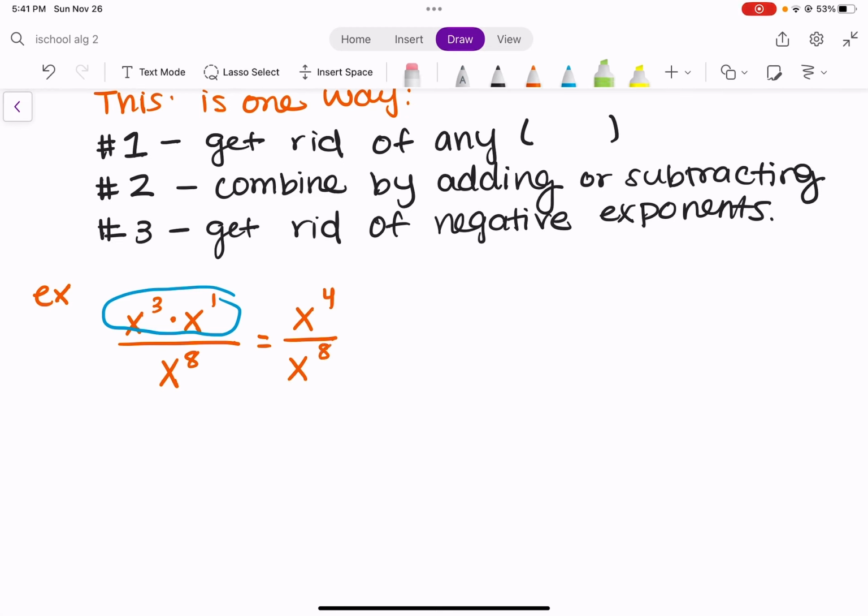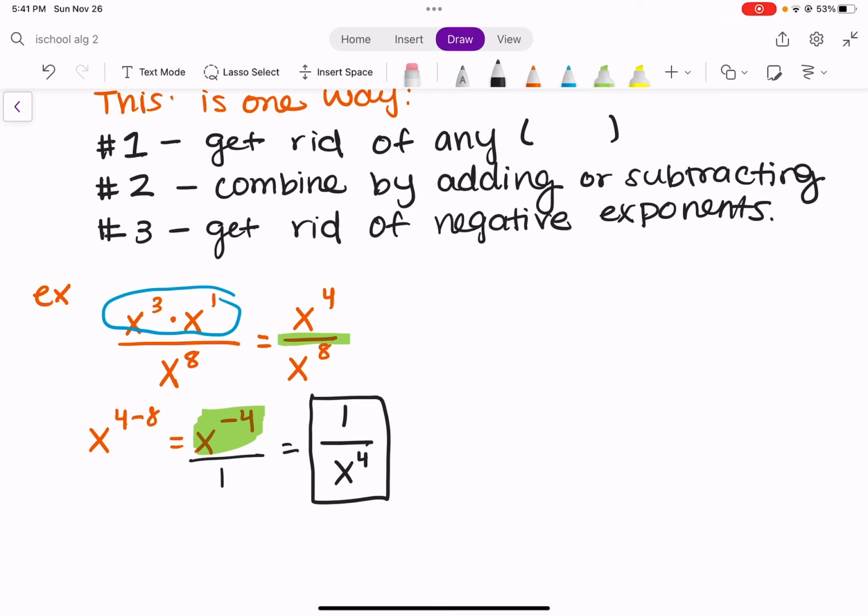And then now I'm noticing that they're being divided, which means I can subtract. So x to the 4 minus 8, which equals x to the negative 4. Okay, so I've done as much adding and subtracting as I can. My last step now is to get rid of negative exponents, okay? So remember, this is like x to the negative 4 over 1. We have a negative exponent, and it's at the top, which means I need to move it to the bottom. Since nothing's left at the top, I'm just going to put a 1 there, and this would be my final answer. Okay, let's do another one.